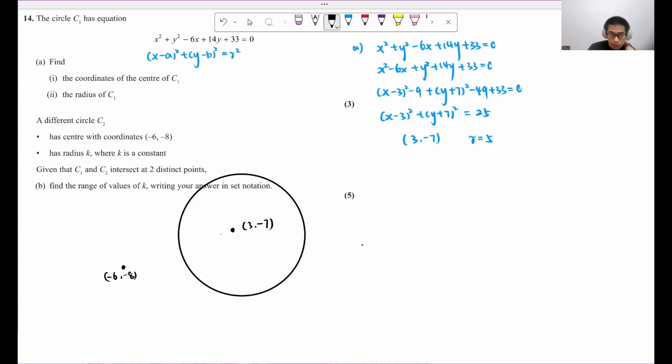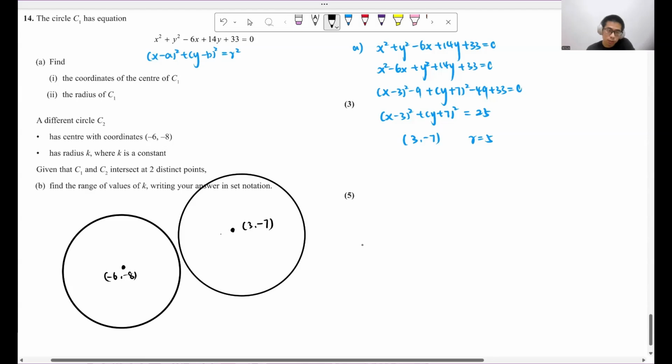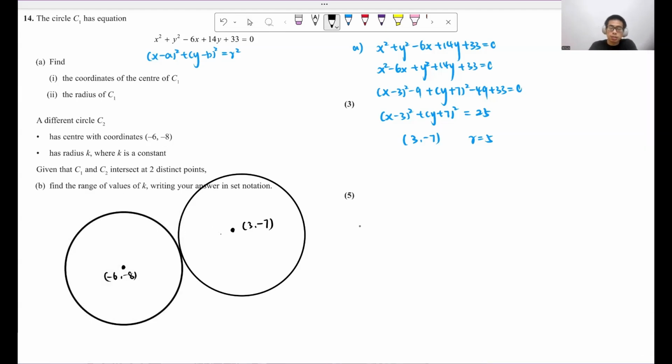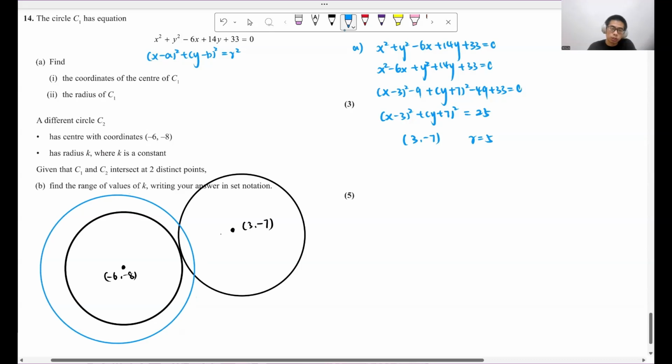And it says, given that C1 and C2 intersect at 2 distinct points. So the smallest possible circle for the second one has to look like this. So this is when those two circles intersect at only one point. But as long as the circle is bigger than that, for example, the circle slightly bigger, then that would be 2 distinct points. And if it's even bigger, that would be another 2 distinct points.